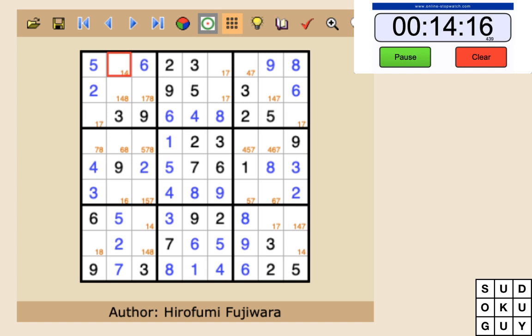Wait. If this is a 1, then this has to be a 7. So this has to be a 4. So this also has to be a 1. So if that's a 1, then that's a 1. That's really bad. This can't be a 1.